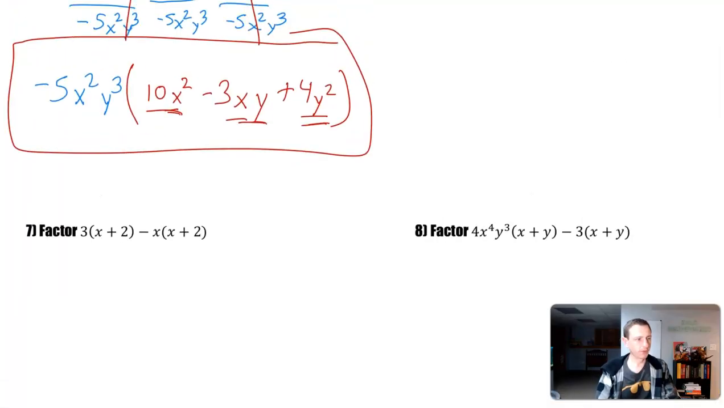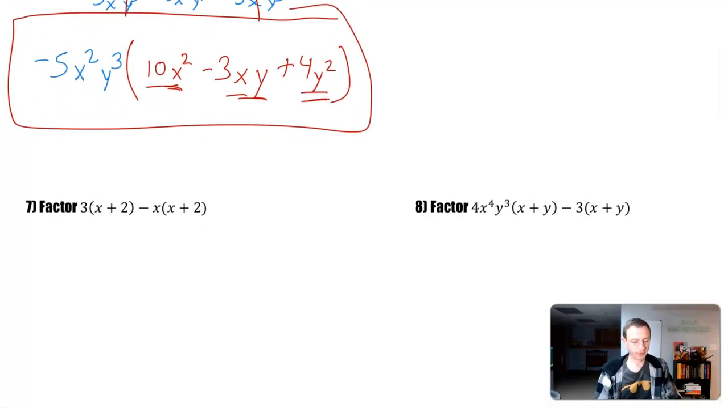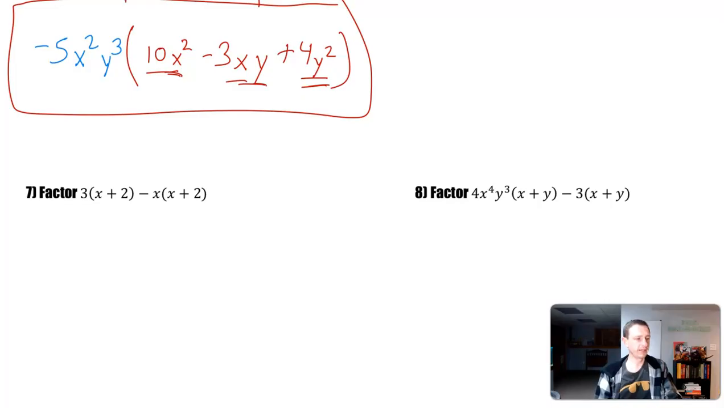Last 2 for this video. Factor 3 times x plus 2 minus x times x plus 2. What you want to notice here is that we have 3 times x plus 2 and then x times x plus 2. They're both being multiplied by x plus 2. Therefore, our GCF is x plus 2. So we are factoring out an x plus 2.